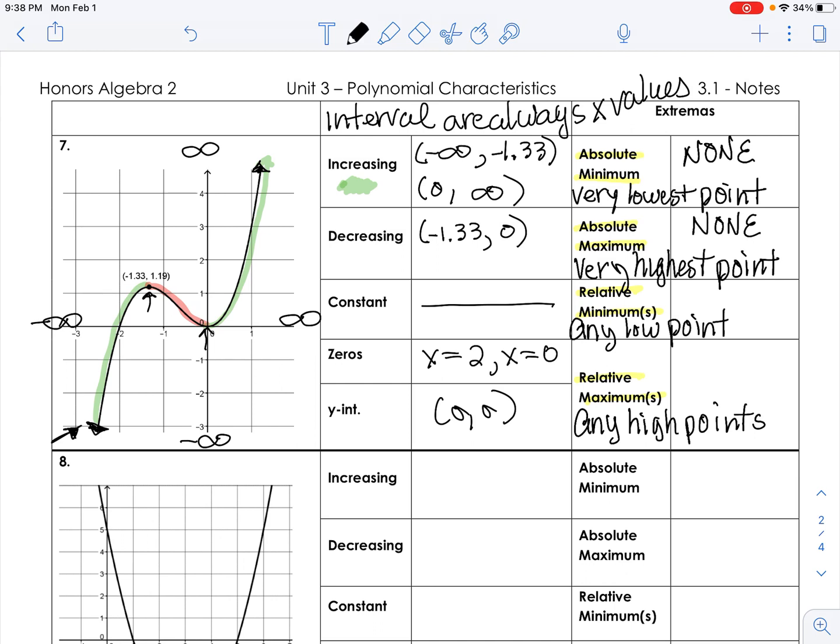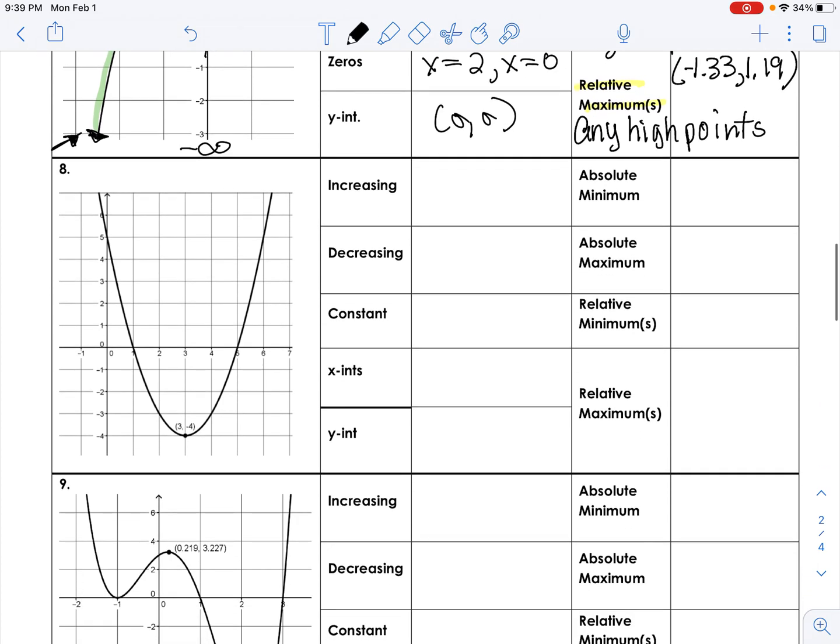So look at our graph. We are increasing with the green, then we hit that point, and the graph turns, and then the red where I traced is where the graph is decreasing, and then we hit the green, and the graph is increasing. So the relative min is that turn at (0, 0). That's a low point, and (-1.33, 1.19) is a high point on the graph. You can zoom in if you can't read it.